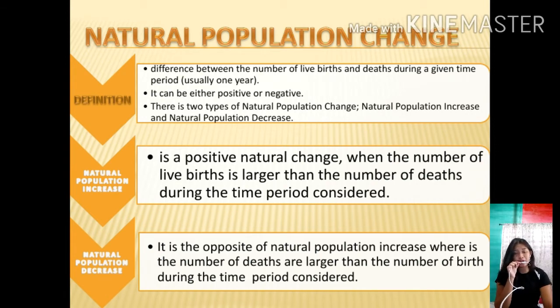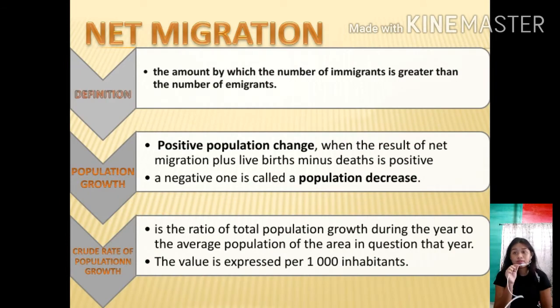Natural population increase is a positive natural change when the number of live births is larger than the number of deaths during the period considered. In this type, live births matter the most since they increase the population. Natural population decrease is the opposite of natural population increase, whereby the number of deaths is larger than the number of births during the time period considered. In this type, the number of deaths matters to be measured since it is the minus of the number of people alive.